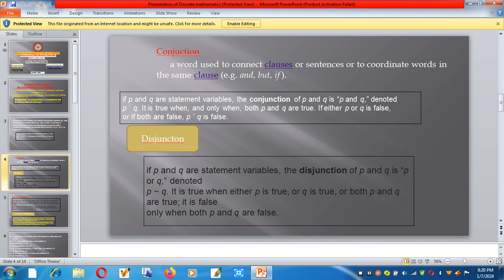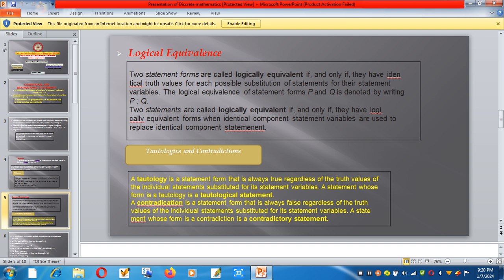Now we have the next topic, tautology and contradictions. A tautology is a statement form that is always true regardless of the truth values of the individual statements substituted for its statement variables. A statement whose form is a tautology is a tautological statement.